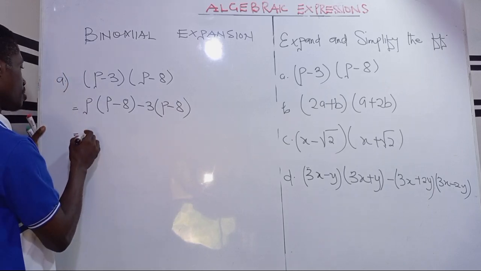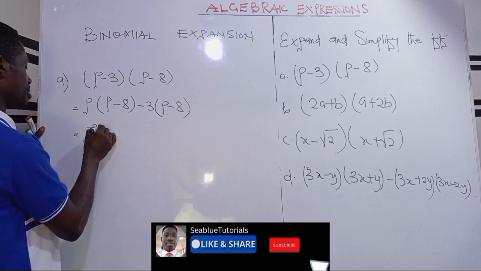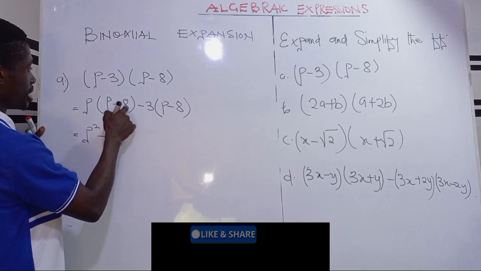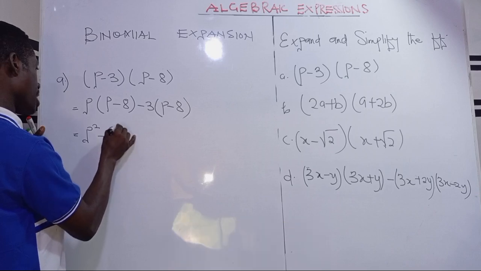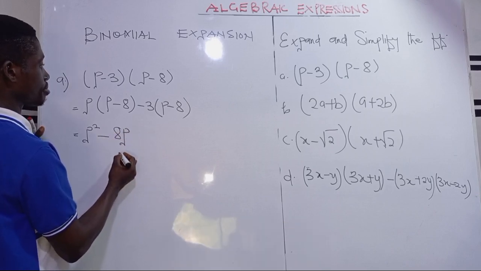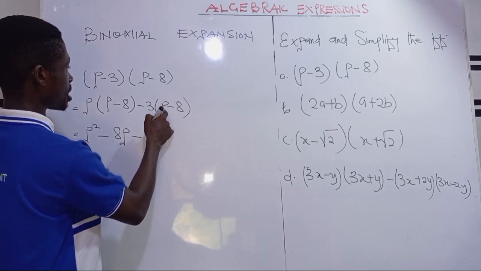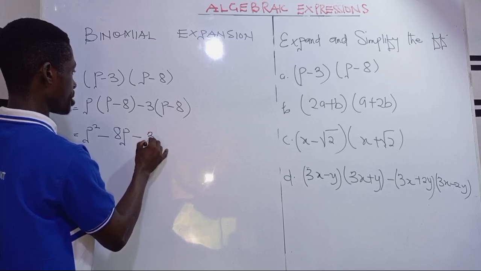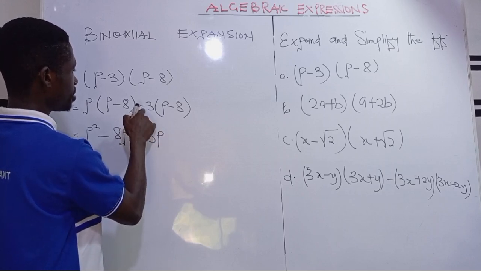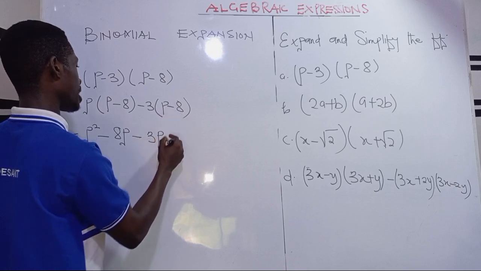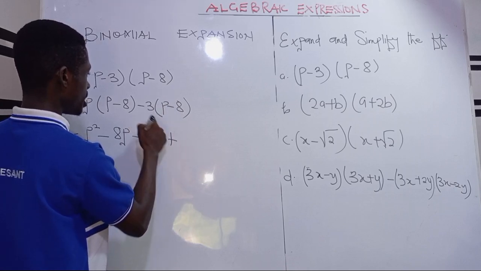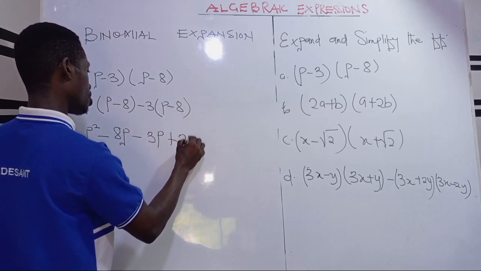P times p will give us what? P squared. P times minus 8 will give us what? Minus 8p. Then we have minus 3 times p will give us what? Minus 3p. Negative 3 times negative 8. Negative times negative will give us what? Positive. And then 3 times 8 will give us what? 24.